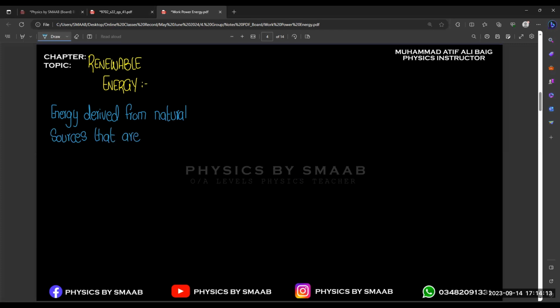So it is energy derived from natural sources that is replenished at a higher rate. And what are the examples of renewable energy? Basically, we first talk about the categories, we write one or two examples, then we also discuss each source individually, because some sources are included in your syllabus in great detail. So we have to discuss the complete detail of that topic.